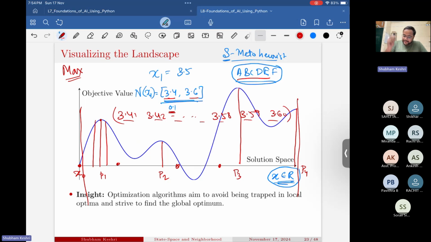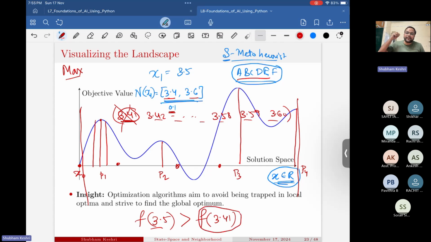What simulated annealing does is check one neighbor at a time, like local search does. But if that neighbor is not improving, it has some probability. Suppose it is at 3.5, and the functional value of 3.5, for a maximization problem, is more than the functional value of 3.41. So local search will reject 3.41. It will say 3.41 is bad, don't pick 3.41 because I have a better point, which is 3.5. But simulated annealing will say, okay, 3.41 is bad.